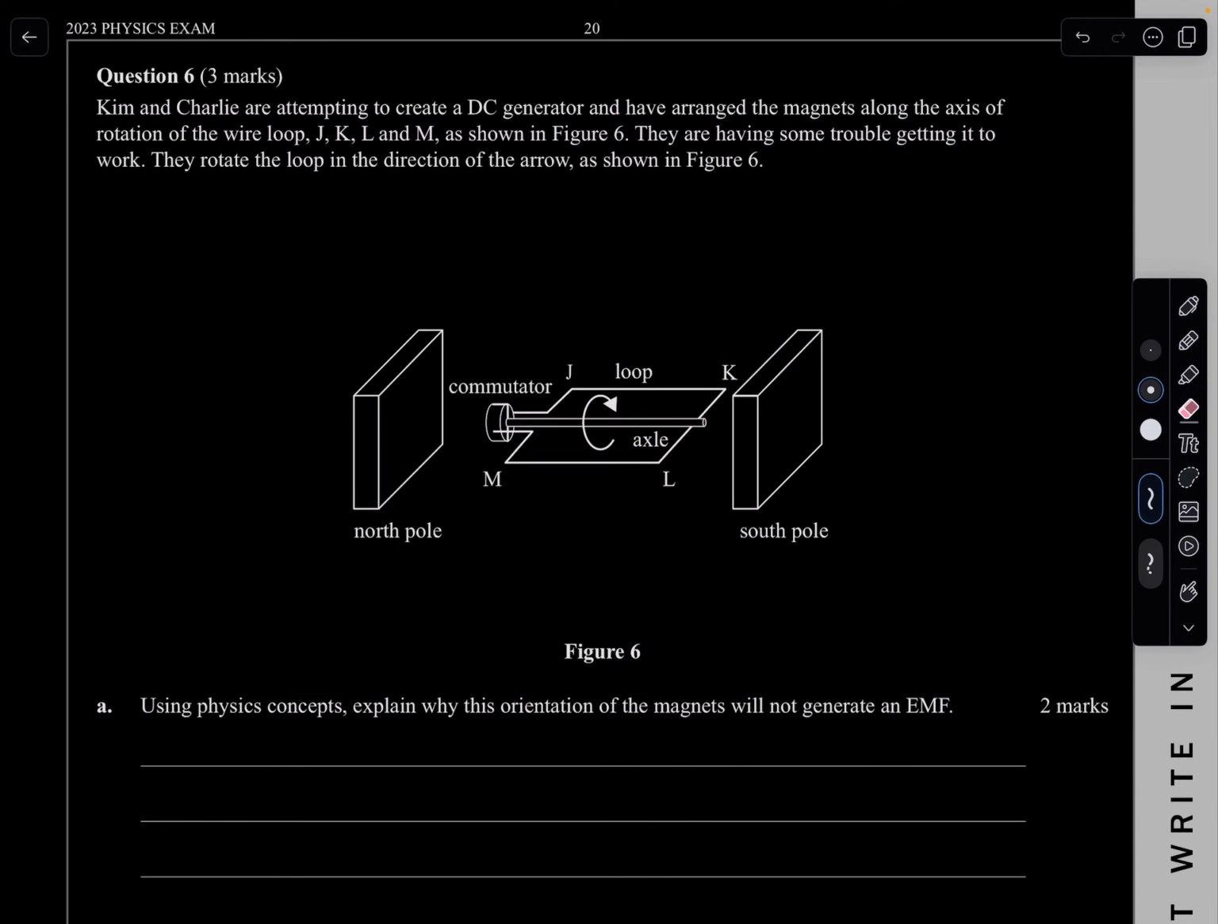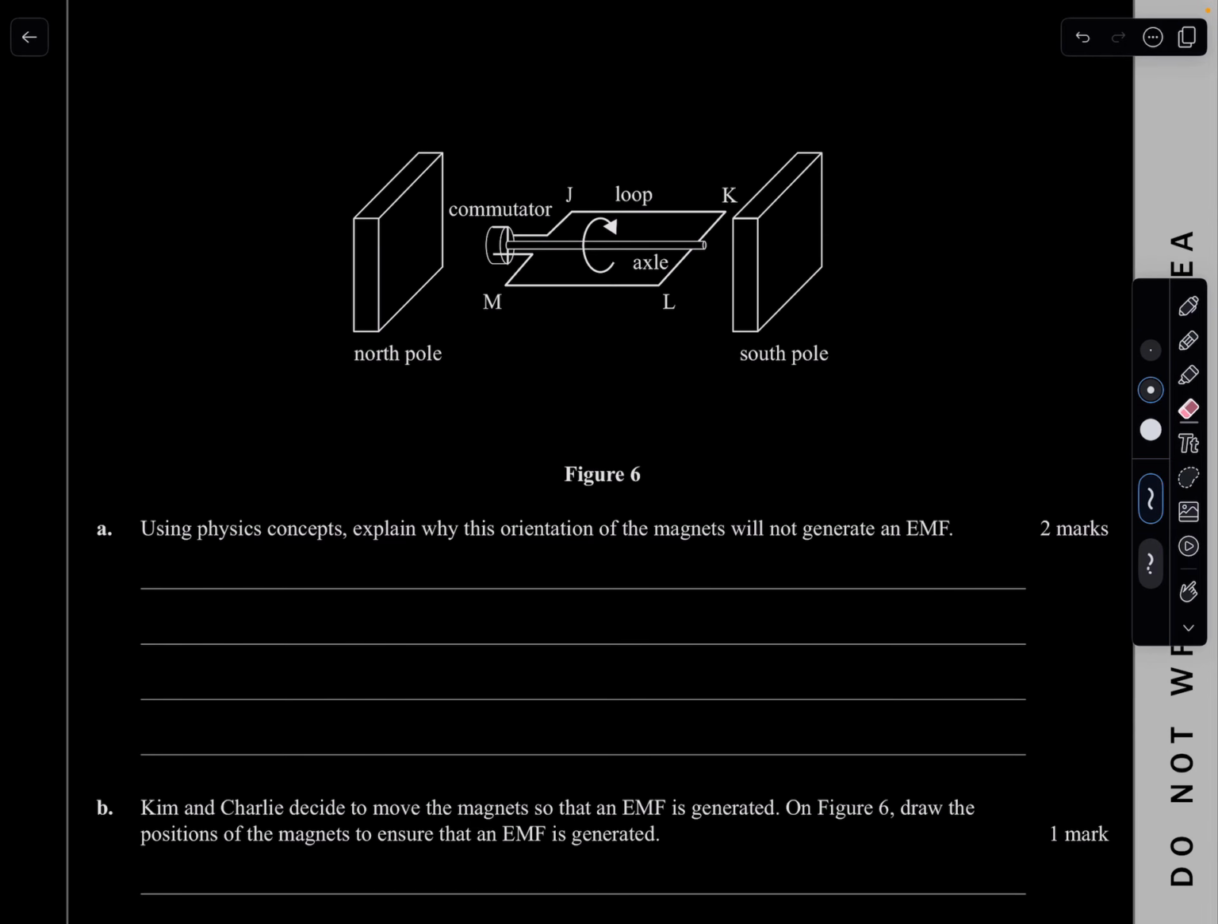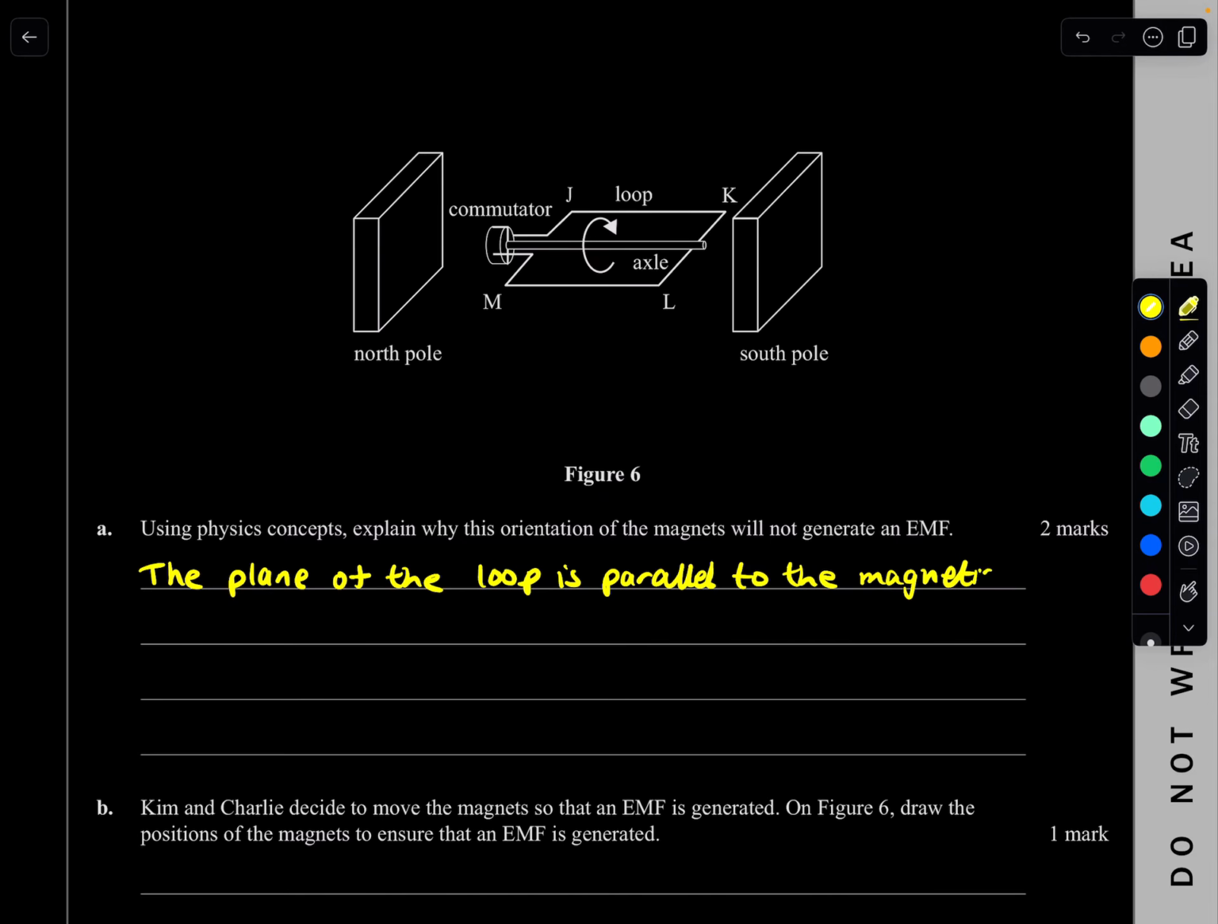Using physics concepts, explain why this orientation of the magnets will not generate an EMF. Basically what we just explained. So let me write that down. So the plane of the loop is parallel to the magnetic field lines.